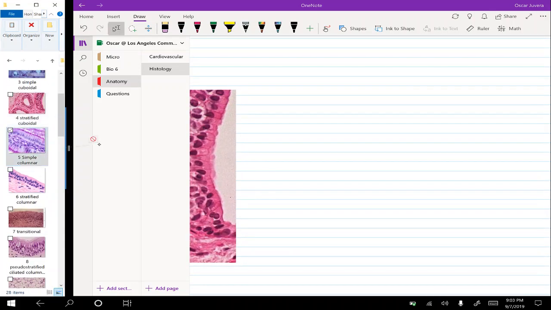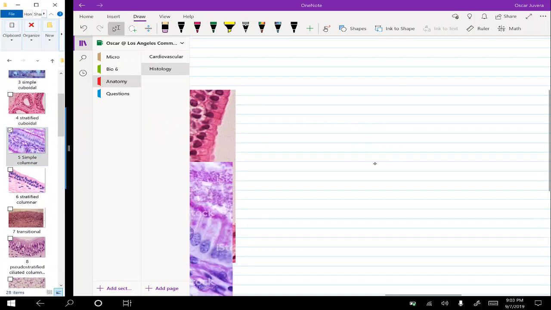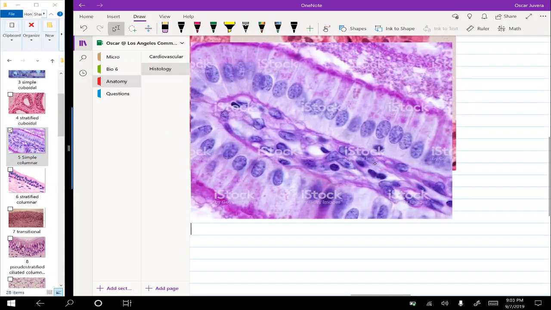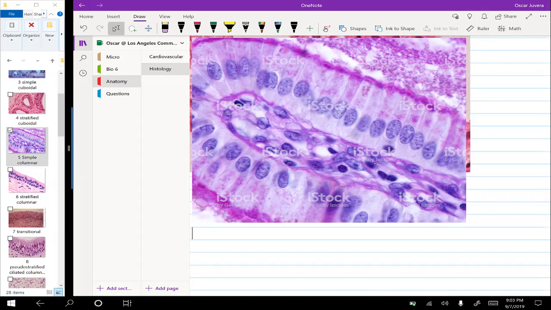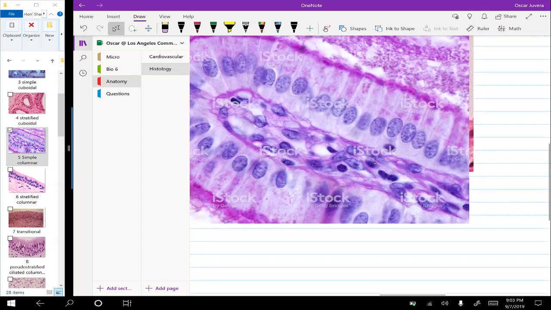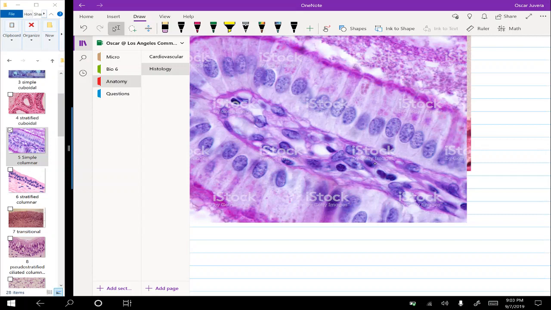So now let's move on to the simple columnar. By the way, I kind of have to go fast because otherwise this video is going to be like a 40-minute video, and I don't want that. So let's take a look at this guy right here. These cells are shaped in columns. Hence, they're called columnar epithelial. So they're much elongated, meaning that they're long.